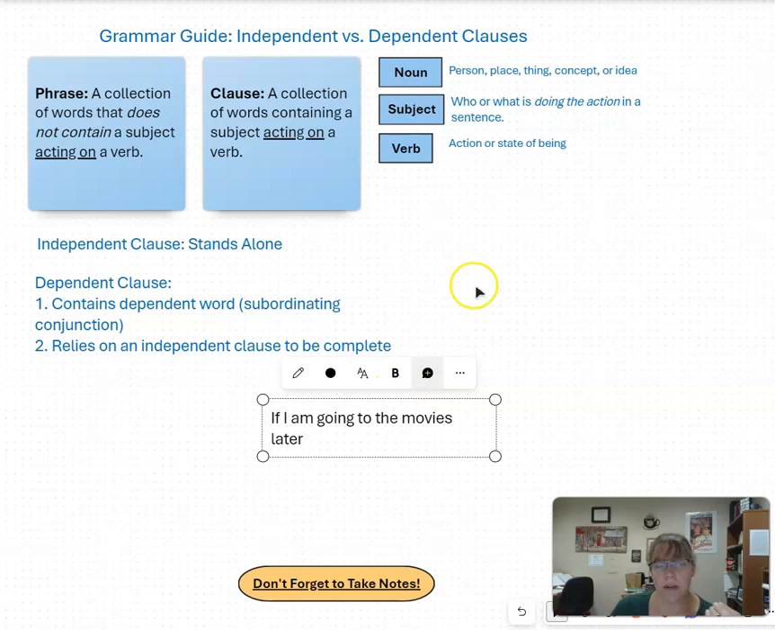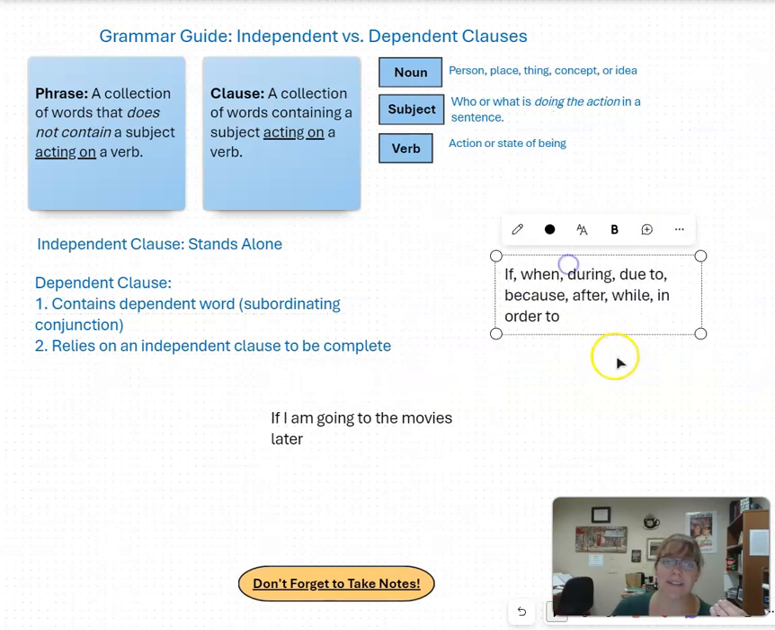Okay, subordinating conjunctions, there's quite a list of them. There's actually more than 70 in the English language. Here's a list of some common subordinating conjunctions. Okay, all of these words, if we add them to the beginning of a clause, it's pretty clear that we're going to need more information. If I'm going to the movies later, I had better get the dishes done, or I'd better finish up my homework.